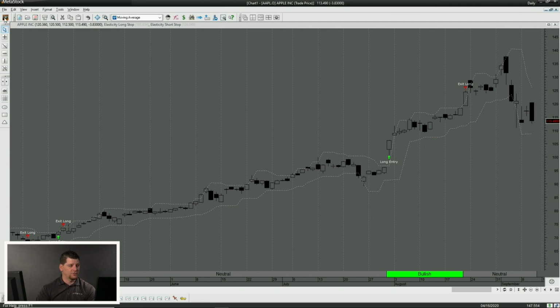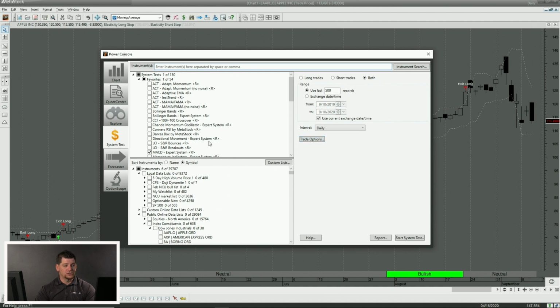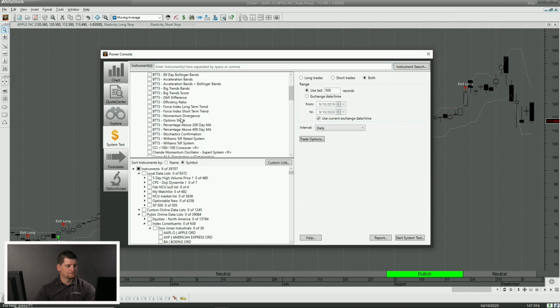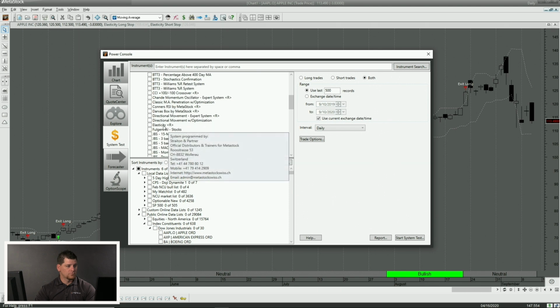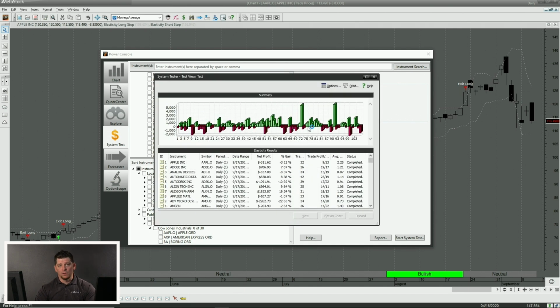It's very powerful. To show you a system test that I just ran on the NASDAQ 100, let's pull it up here. So I ran this system test on the NASDAQ 100. We're looking at a trading account of $10,000. This is over the course of a year's worth of records.